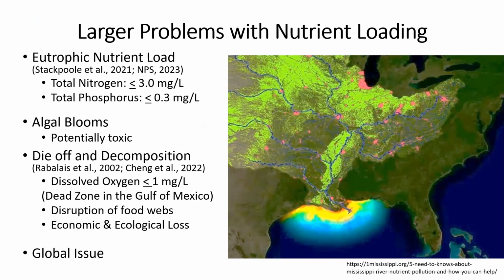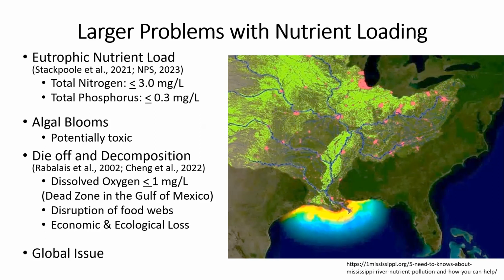Now, this eutrophic nutrient load is particularly problematic as it gets to the southern United States and the Gulf of Mexico, at which point it begins to receive warmer temperatures and ultimately contributes to the blooming of potentially toxic algal populations, in which these populations die off and ultimately decompose, reducing the dissolved oxygen to less than 1 milligram per liter, ultimately contributing to the dead zone in the Gulf of Mexico, which currently stands at about the size of the state of Connecticut, so quite substantial.